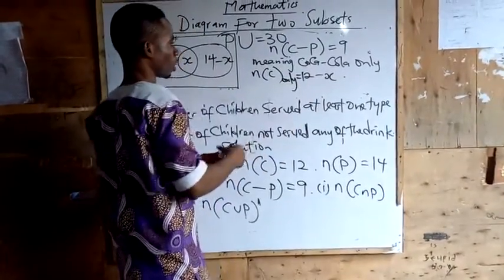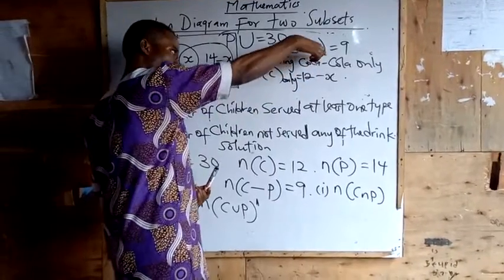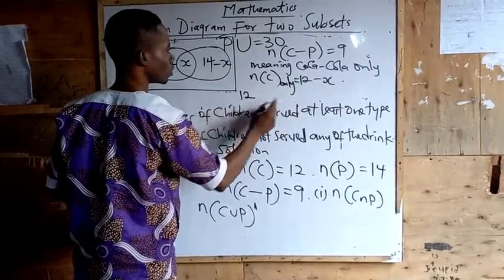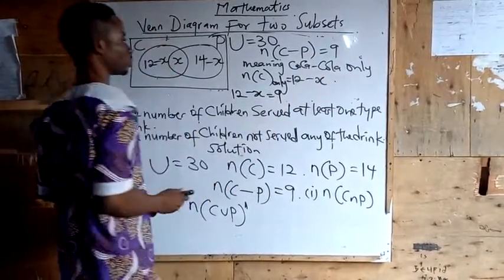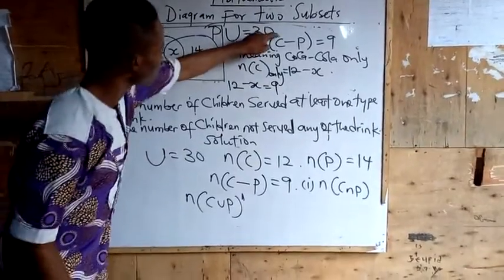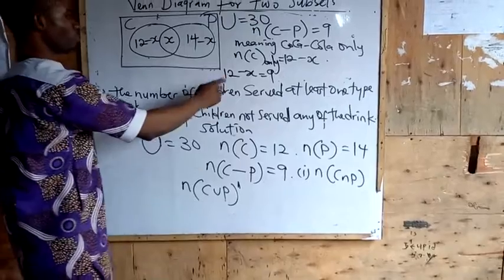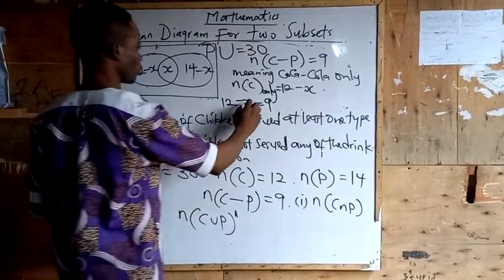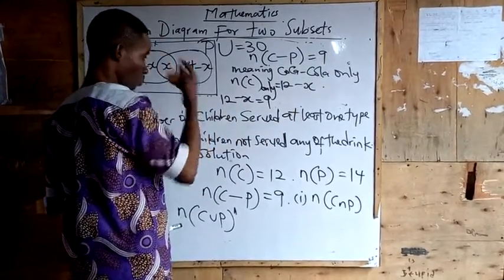This is the number of Coca-Cola only, 12 minus x, and this thing also represents the number of Coca-Cola only, 9. What will I do? I'll just say 12 minus x equals 9, because this you see and this you see, they are the same thing. That means 12 minus x equals 9. What will I do? I'll just collect my like terms. If you bring minus x here, it becomes plus x. If you bring 9 inside, it becomes minus 9.